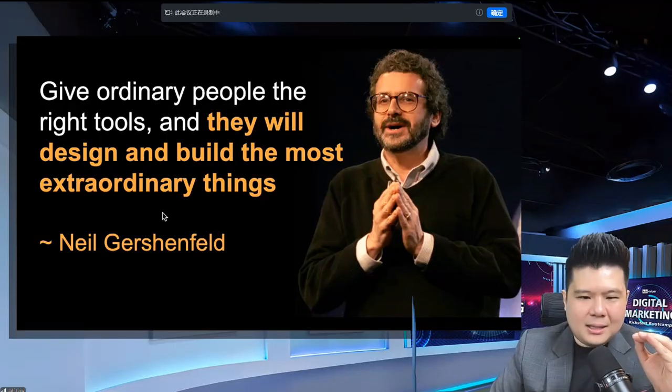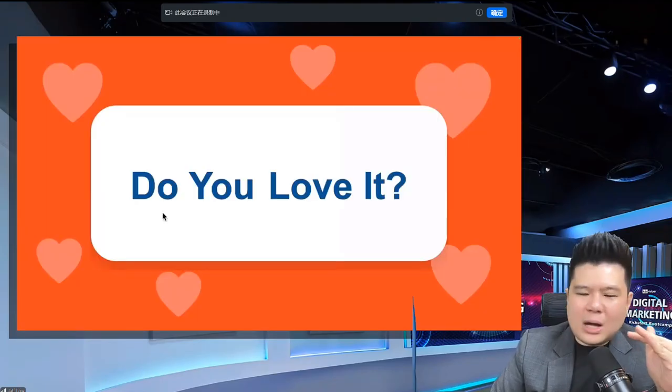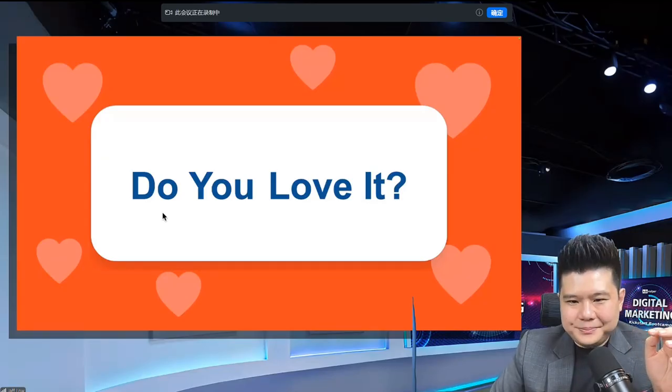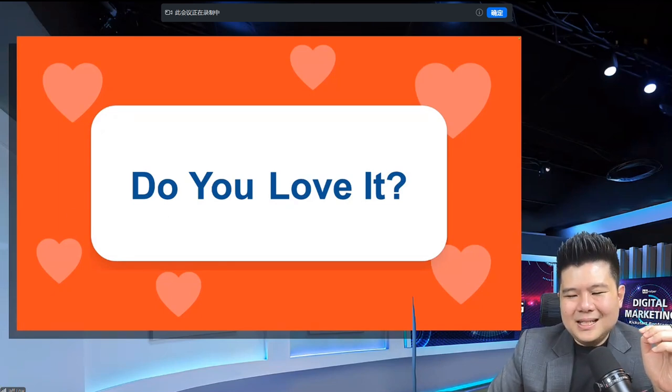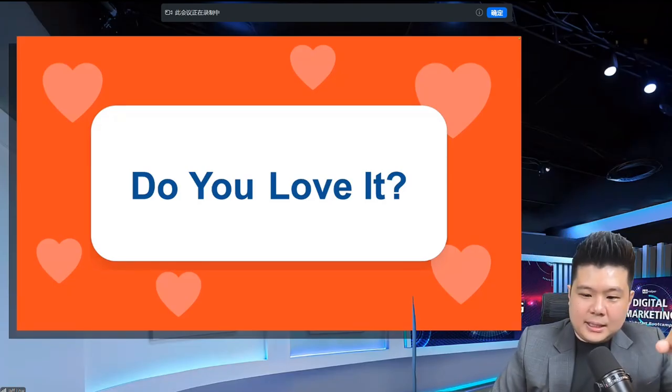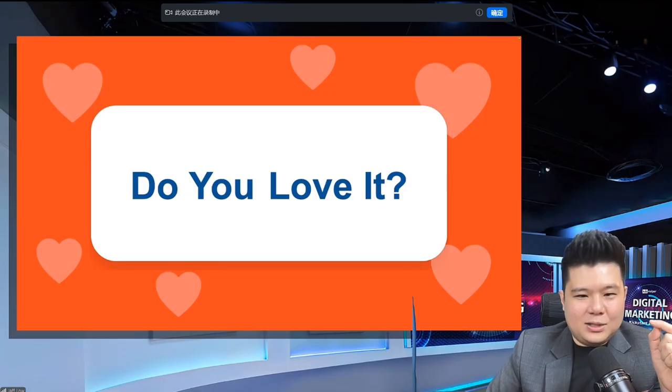Up to here, can I know how many of you love AdHelper already? You love the tools that I just showed you. That means love. Yeah? Okay, for those that don't love, it's okay, you can click the button. There's a button called leave in the Zoom.